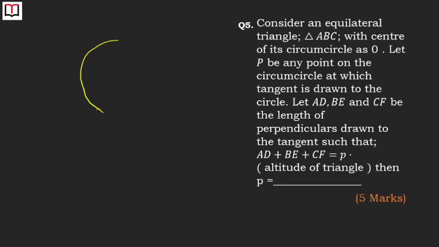As I earlier said, you have to bear with my art here, drawing here. So there's a triangle ABC, an equilateral triangle rather, inscribed in this circle. A tangent is drawn to the circle at any given point P. Let AD, BE, CF be the lengths of perpendiculars drawn to the tangent, so that this is equal to P times the altitude of the triangle. Then what is the value of P?